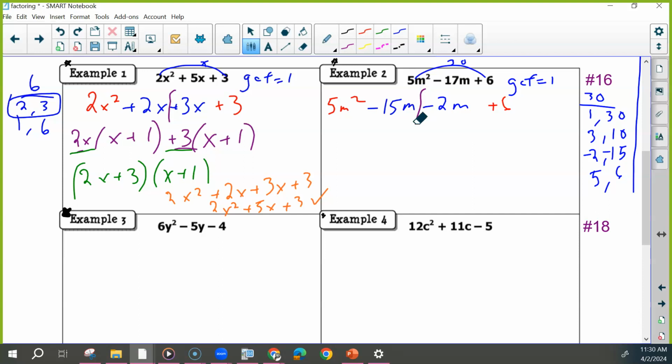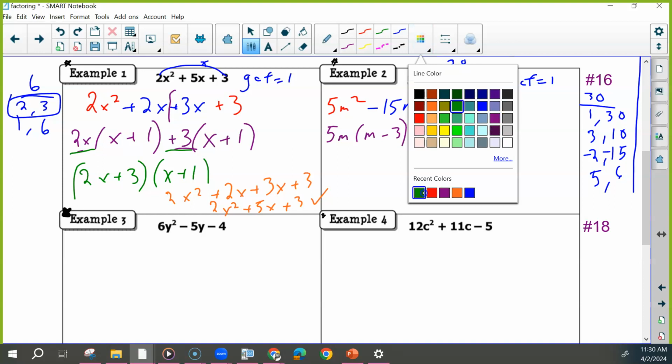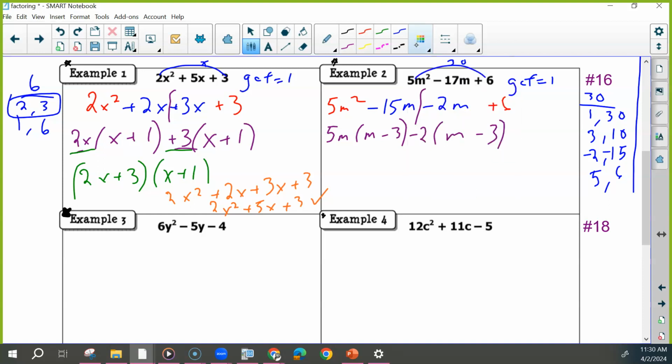What do those first two have in common? 5m. And if we divide that out, what's left? M minus 3. What about the last two? Positive 2 or negative 2? Negative 2. Leaving us with m minus 3. And then our two factors would be what? 5m minus 2 and m minus 3.